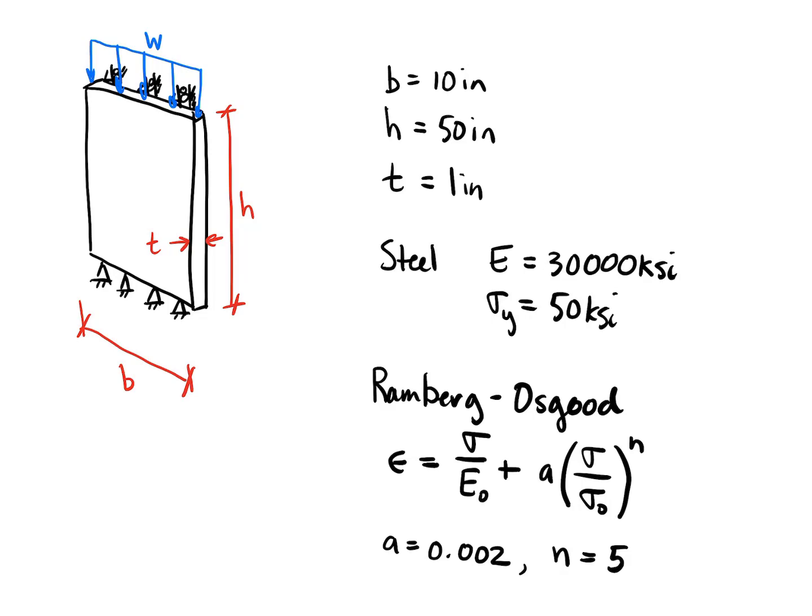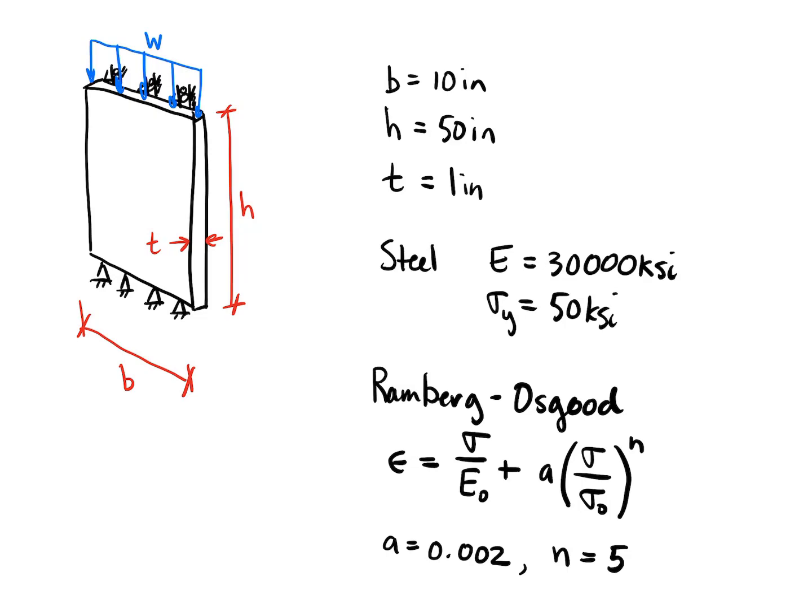and the plate has dimensions B, H, and T, where the width of the plate, B, is 10 inches, the height of the plate, H, is 50 inches, and the thickness of the plate is 1 inch. The plate is made of steel, and it has Young's modulus equal to 30,000 KSI. And the plate is also made of a grade of steel that has a yield strength of 50 KSI.